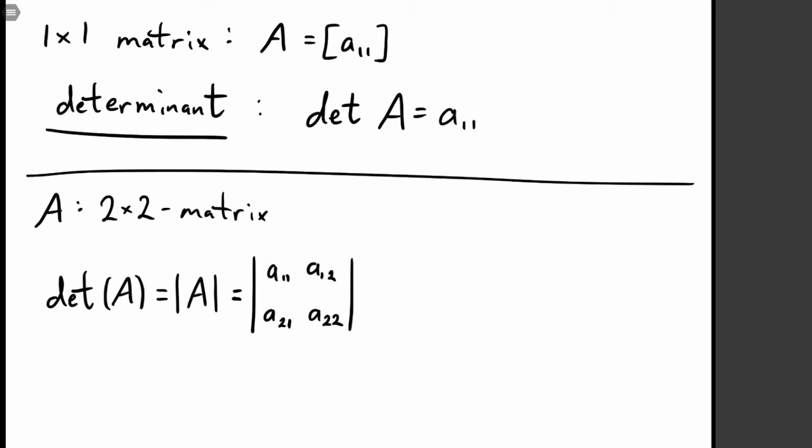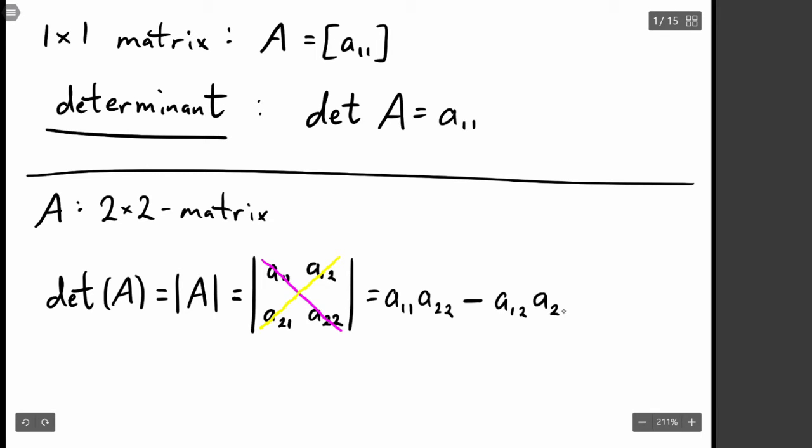The way we compute this is we start out by doing this diagonal here, and we multiply the entries. So this is A11, A22. And then we subtract the opposite diagonal. So we go this way, and we multiply those: A12, A21. This here is the determinant of a 2x2 matrix.